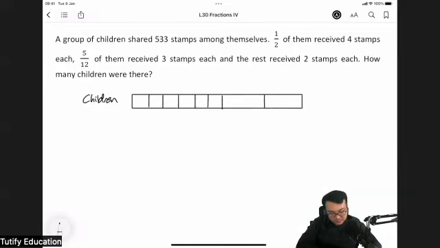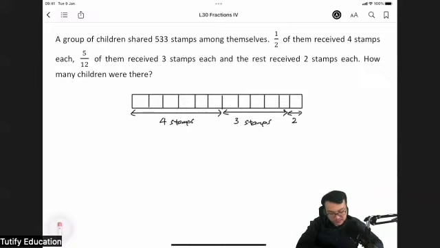6 units is half. 6 units of the children receive 4 stems. Very good. 5 over 12 receive 3, and 1 unit receives 2. Very good. 1, 2, 3, 4, 5. So 5 units receive 3 stems, and the last one receives only 2 stems. Well done, Carl.